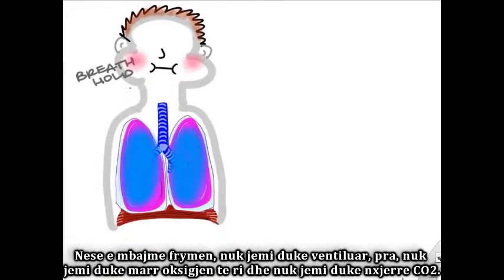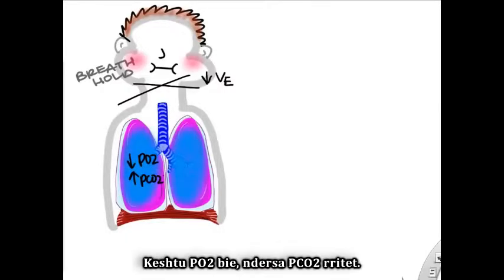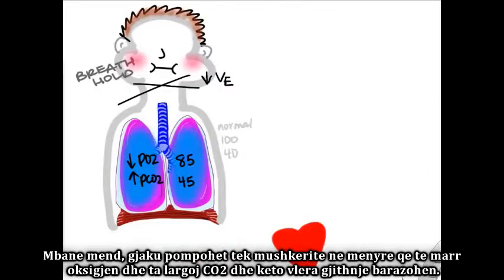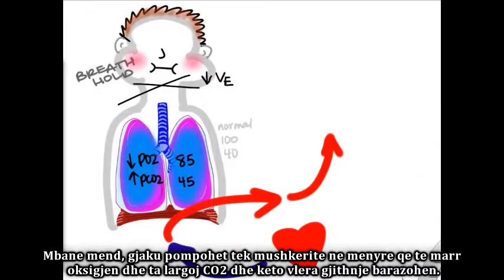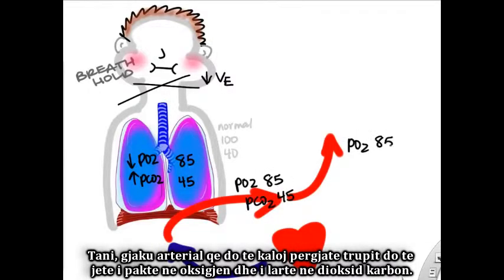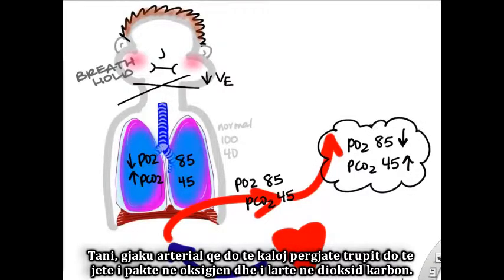If we hold our breath, we're not ventilating, so we're not getting new oxygen in, and we're not getting CO2 out. So our PO2 goes down, and our PCO2 goes up. Remember, we're pumping blood to our lungs to pick up oxygen and drop off CO2, and those values will always equalize. So now our arterial blood going through our body will be low in oxygen and high in CO2.